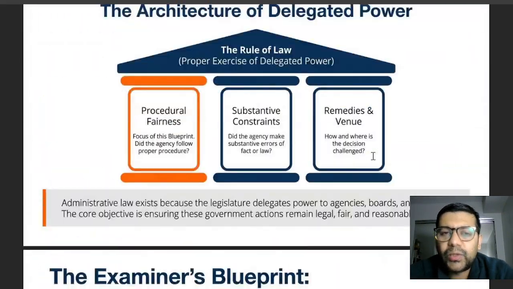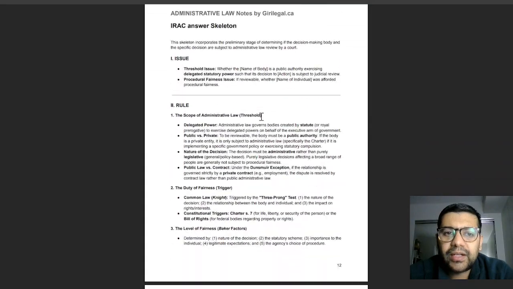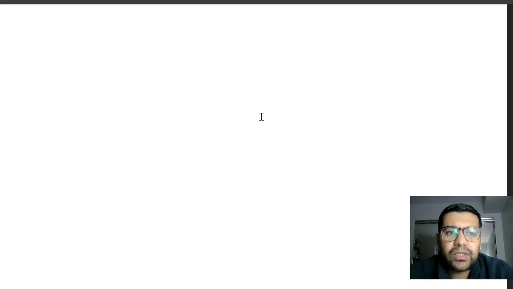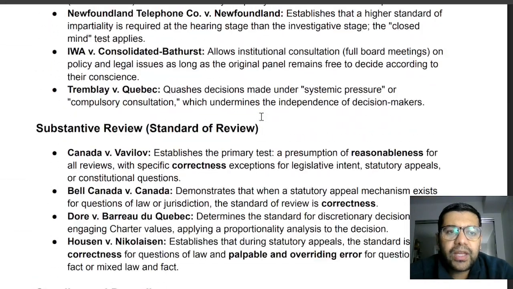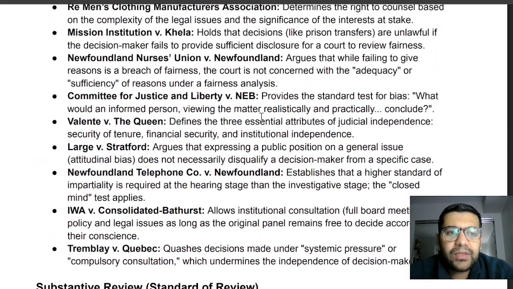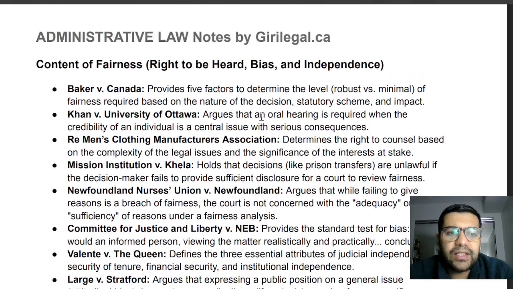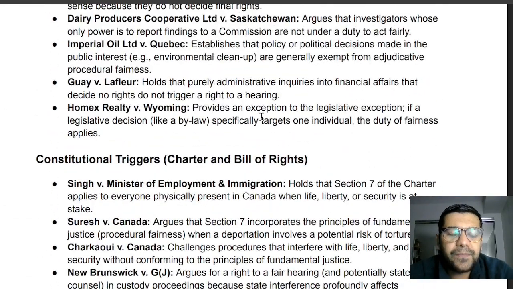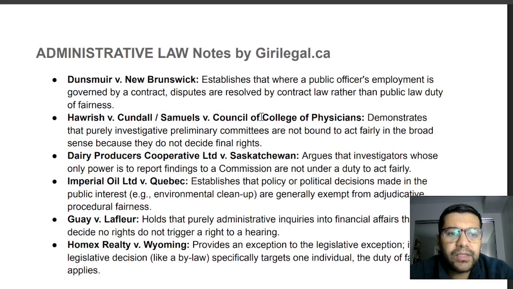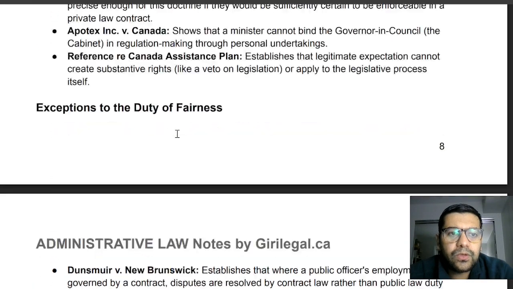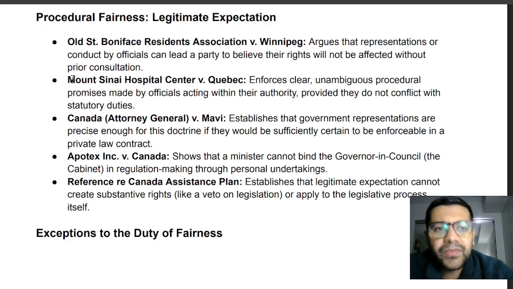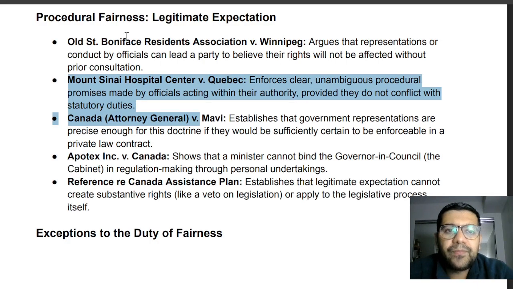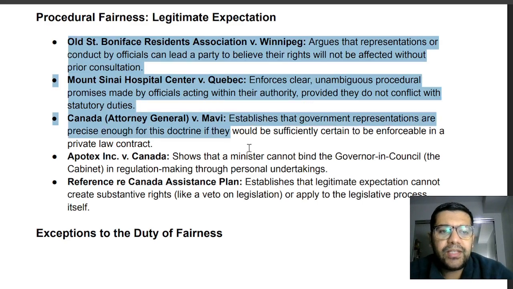So what you need to do is, let me show you something right here, what it is about. So I gave you this real life example, and this was actually a real life case law, the one which I just told you about, the hospital. So let's see if it is there. Okay, here. Mount Sinai Hospital Center v. Quebec. Legitimate expectation. You have these many case laws.